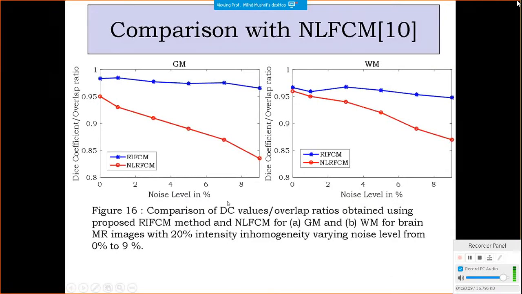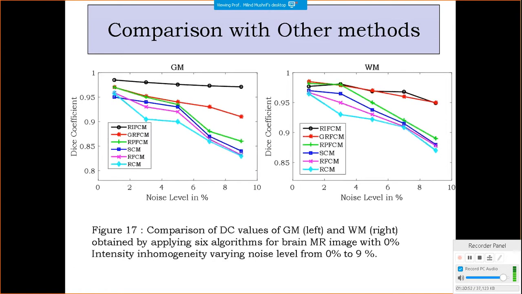Then we also compared the results of RIFCM with NLRFCM. NLRFCM stands for non-local FCM, which is proposed by some researcher. So with that we have compared our algorithm. We find that the gray matter and white matter segmentations are better as compared to the algorithms presented in the literature. So these are the comparisons with several other algorithms, and we find that RIFCM gives the better results.